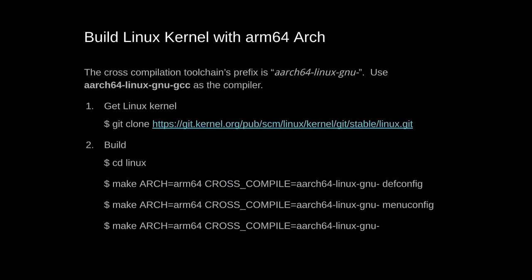And here's an example. Because I want to build a Linux kernel for the ARM64 architecture, I use the cross-compiler toolchain with the prefix aarch64-linux-gnu, and of course aarch64-linux-gnu-gcc as the compiler to compile the stable Linux. I git clone the stable Linux directly and use ARM64's default config as the baseline, then tweak the build config with the manual config, then build the kernel.